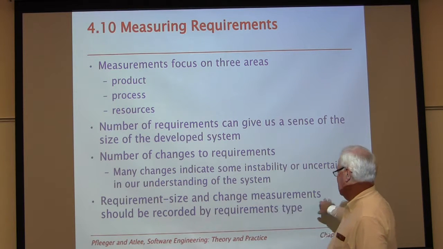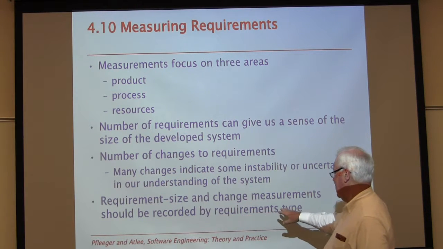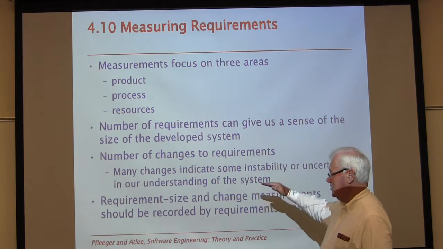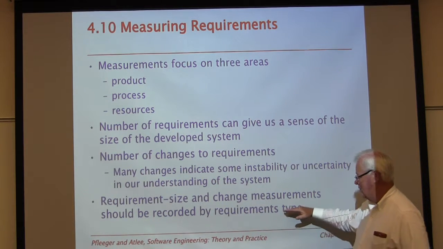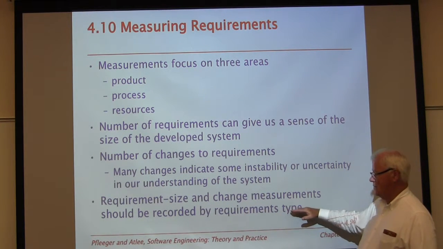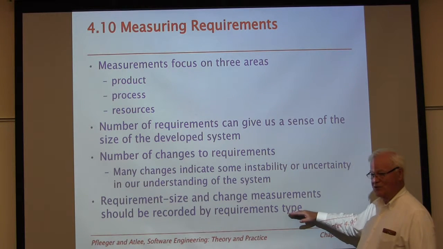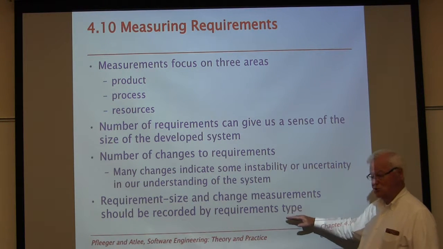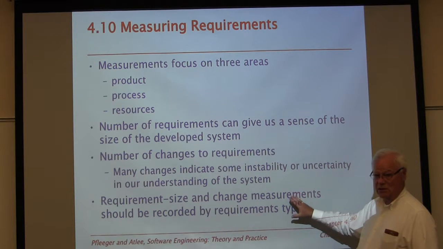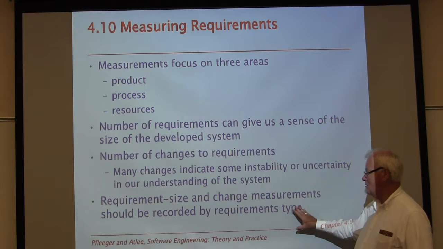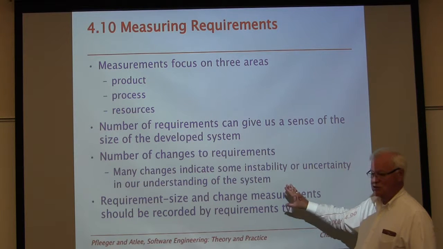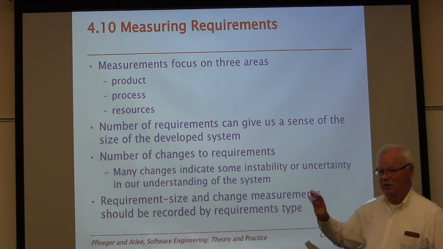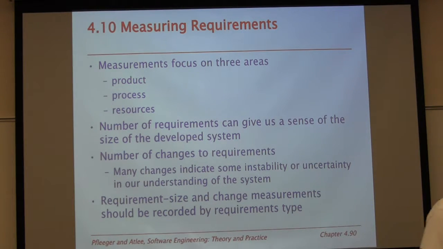Requirement size and change measurements should be recorded by requirements type. So as we go through, remember we wanted to list our requirements by individual requirement, and then we wanted to group them by type. So we're going to keep track of those, and some of those requirement types may have more changes than others. So we can begin to record where we need to concentrate on making sure we know what we're doing.